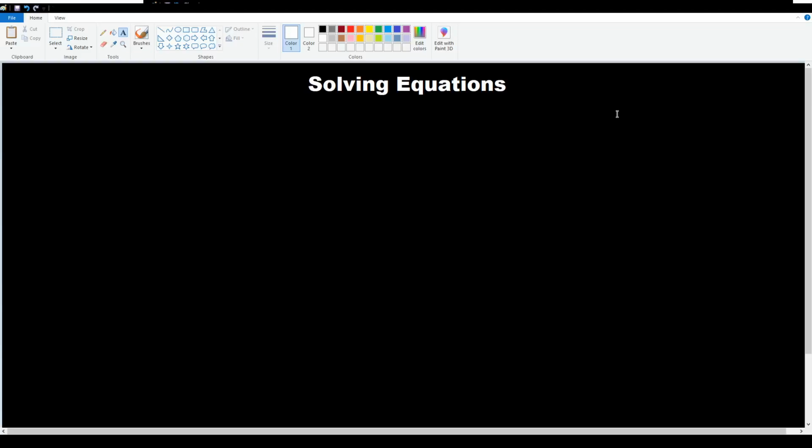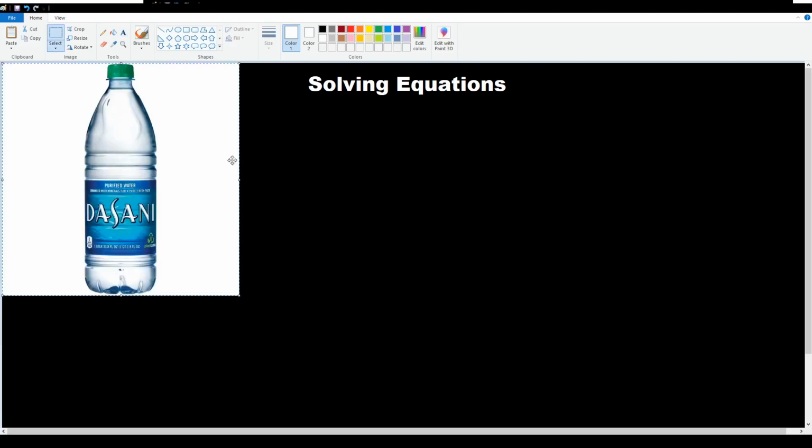So now we're gonna go over how to solve equations. And equations are used to try to solve for a missing value that is portrayed by the symbol or variable at hand. So I'm gonna start with a very basic example.